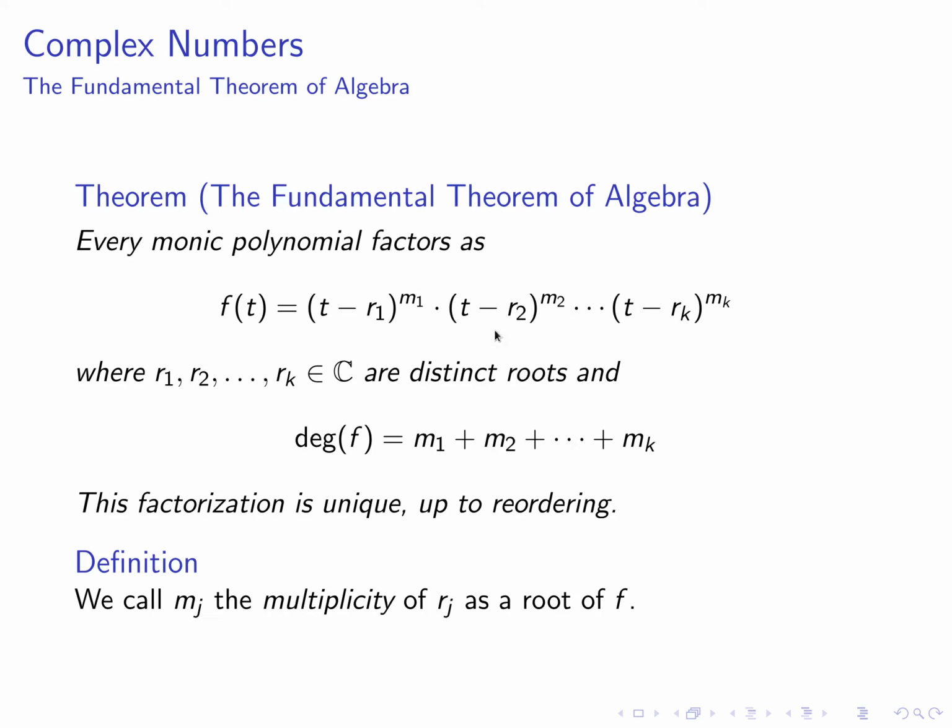In this factorization, there is important language. The power of t minus r_i to the m_i, so this number m sub i, or m sub j if we're looking at the root r sub j, is called the multiplicity of the number as a root of the polynomial.